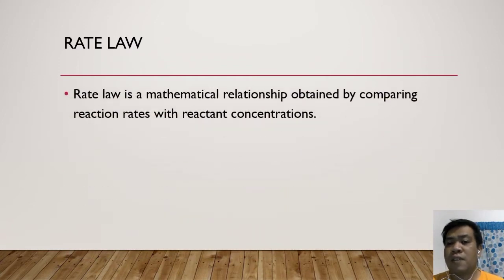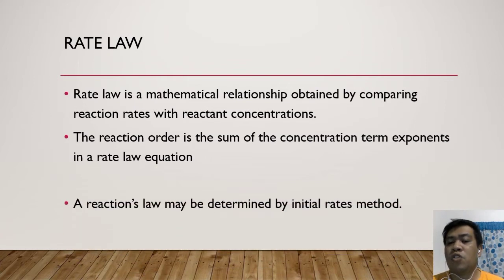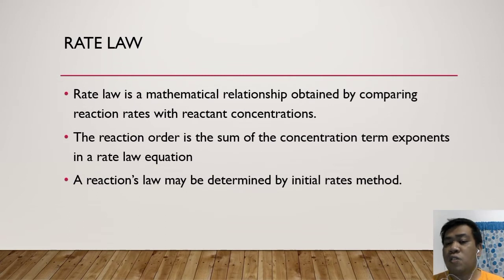Rate law is a mathematical relationship obtained by comparing reaction rates with reactant concentrations. The reaction order is the sum of the concentration term exponents in a rate law equation. A reaction's rate law may be determined by the initial rates method.